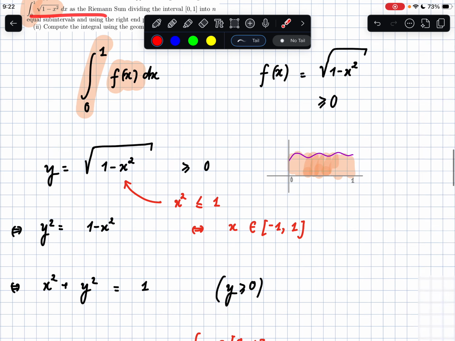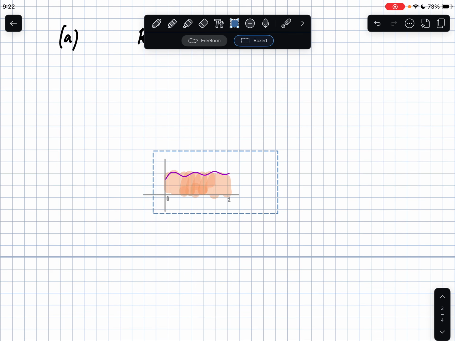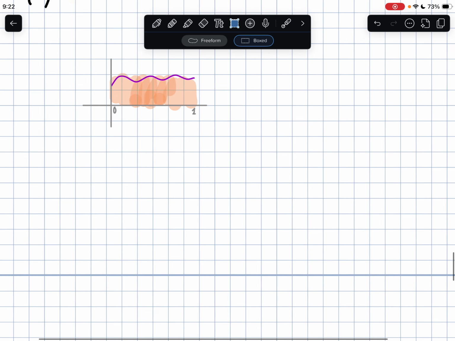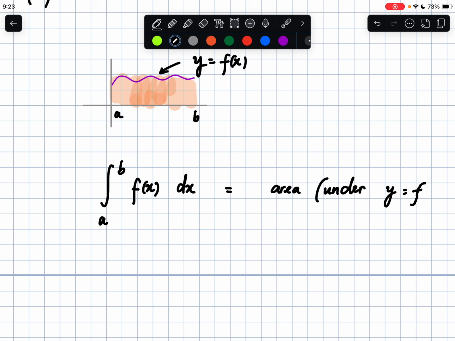You think about the general case. For example, if I have this general case, to make it so general, I can change it from a to b. Here's a curve y equals f of x. The integral from a to b of f of x dx is the area under this curve, under y equals f of x.